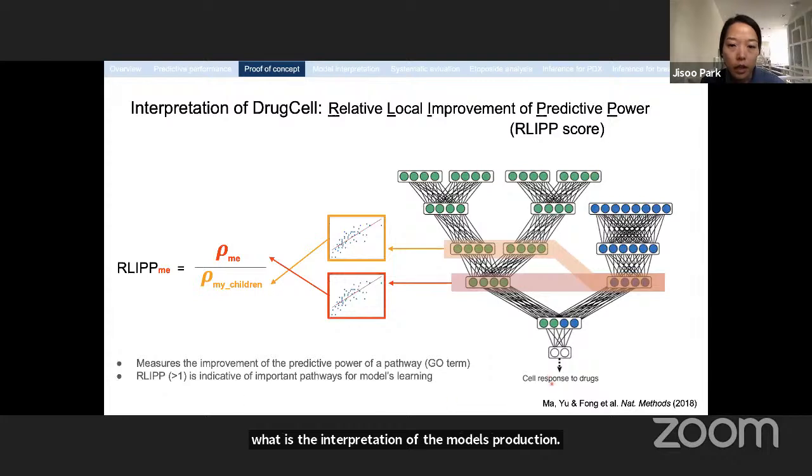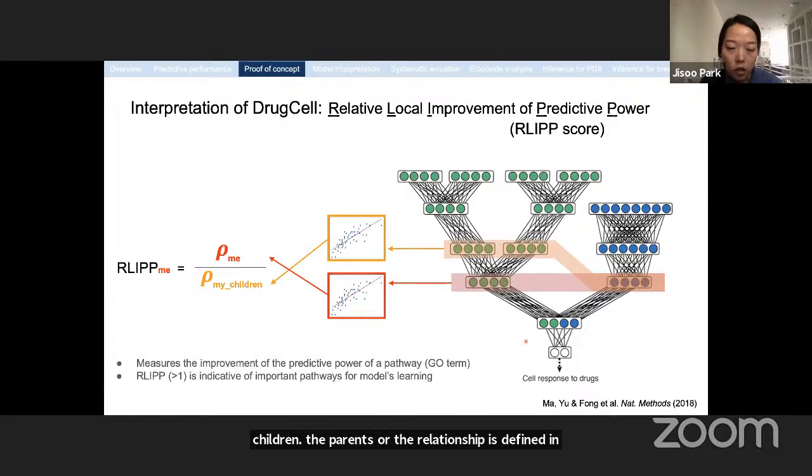To answer that question, we used the metric defined in the previous publication from the Ideker lab called relative local improvement of predictive power, which I will call RLIPP for the rest of my presentation. The RLIPP score compares the predictive power of the neuron values assigned to a pathway to that of the concatenation of the neuron values assigned to its children. The parent-children relationship is defined in the gene ontology again.